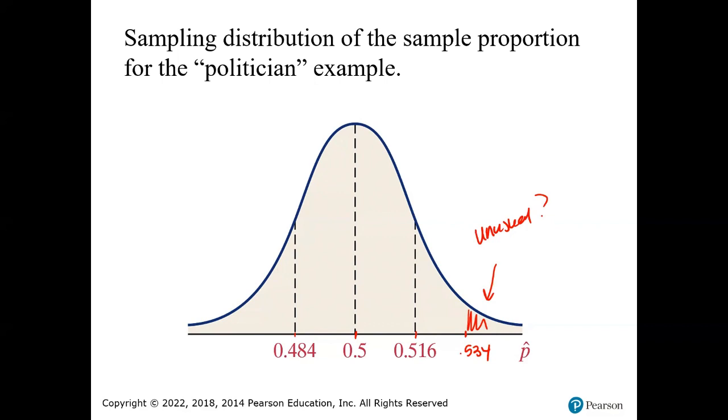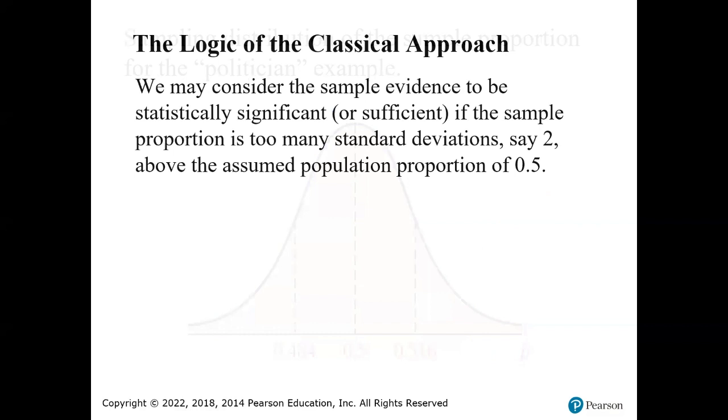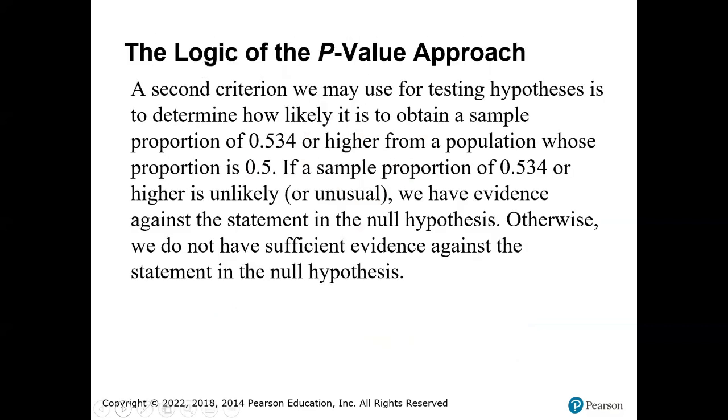The method that we're going to use is called the p-value approach. What we're using is figuring out the probability of getting that result: how likely it is to obtain our sample proportion of 0.534 given our initial mean and standard deviation. If the sample proportion of 0.534 or higher is unlikely or unusual based on the terms given to us, we then have enough evidence to claim against the null hypothesis.